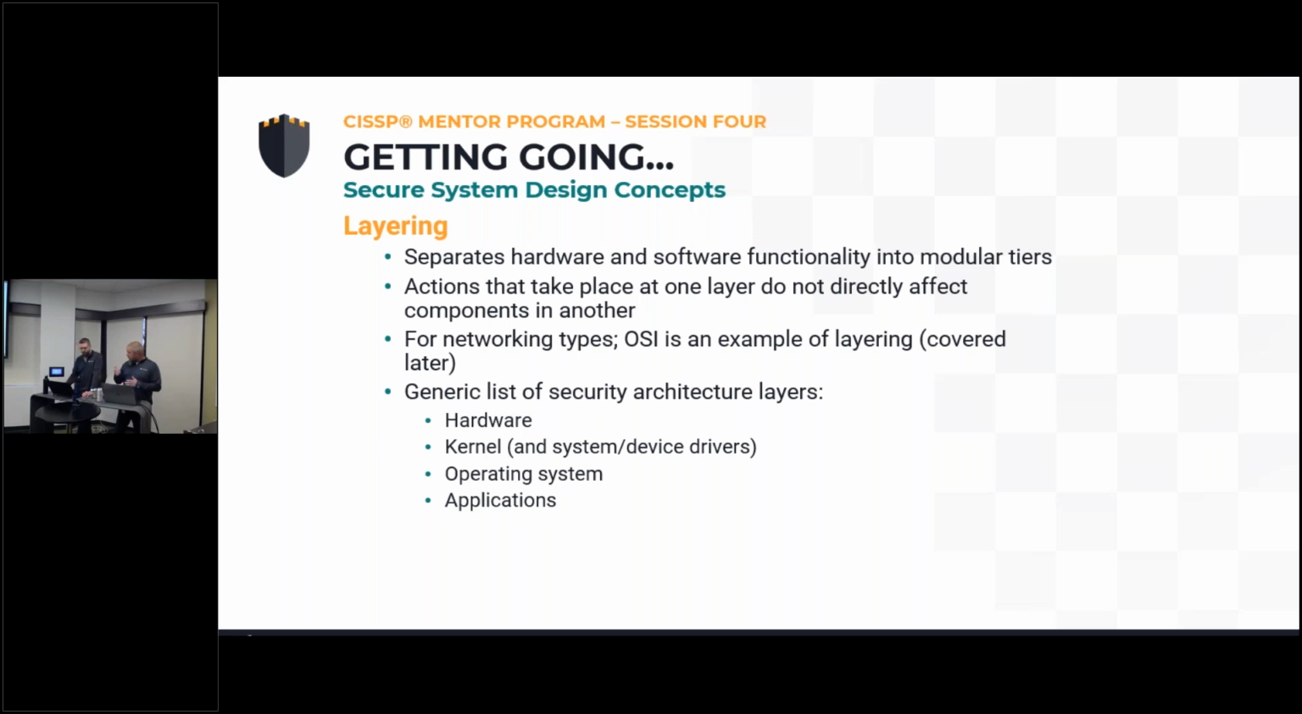So for networking types, OSI, that's Open System Interconnect. We're going to talk about that later. Any network people here? Yeah, so you know the OSI model probably pretty well. And I never learned the acronyms for the OSI model. I always just learned the words. So application, presentation, session, transport, network, data link, physical, right? I mean, you just remember them that way.